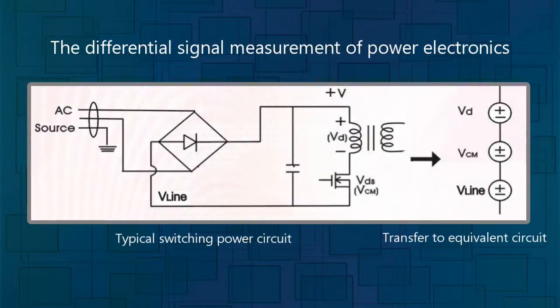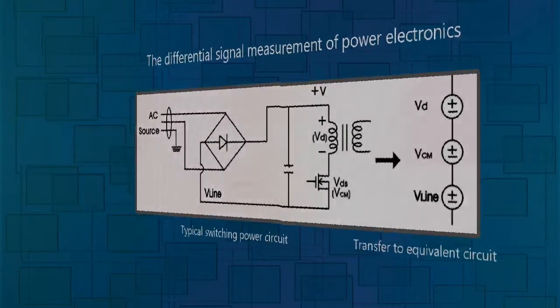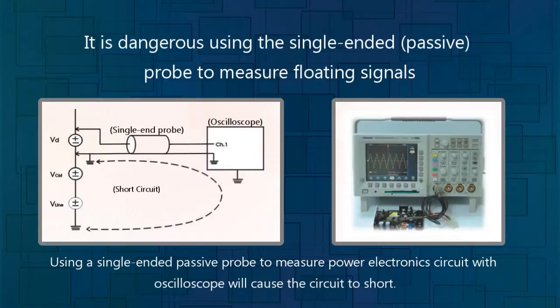A typical switching power supply circuit is shown. In some cases, using a single-ended passive probe to measure a power electronic circuit with an oscilloscope will cause the circuit to short, and damage the device under test, or cause the risk of electric shock to the operator. One of these cases is shown.